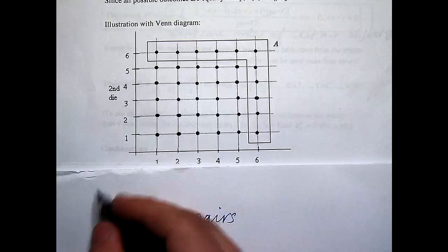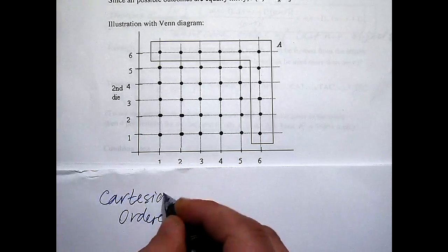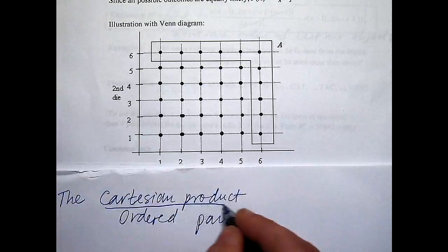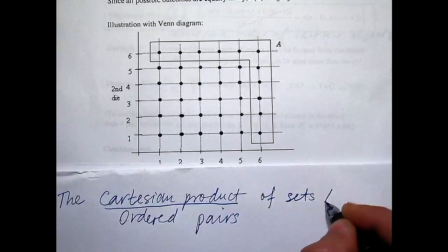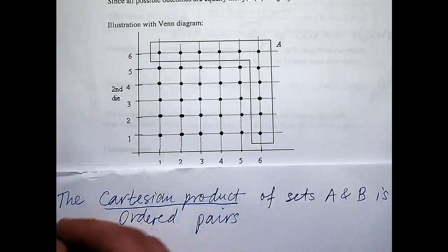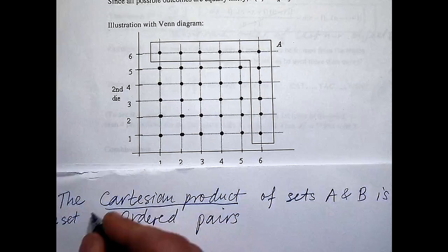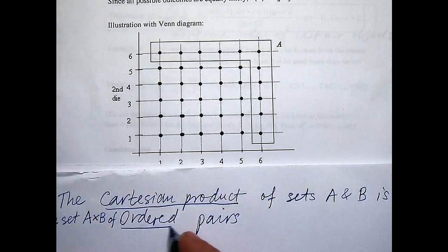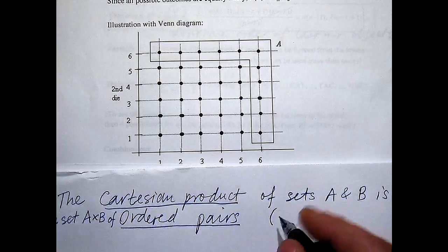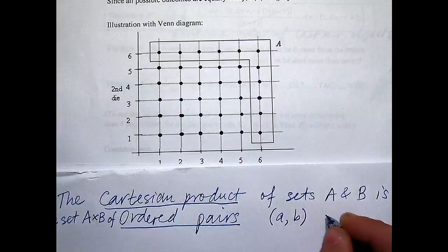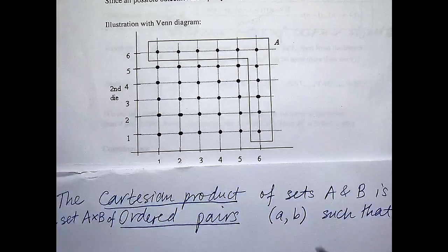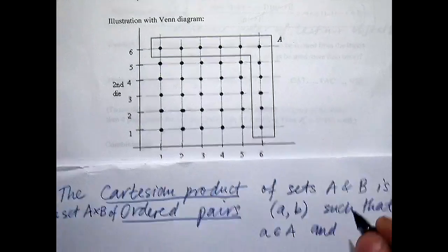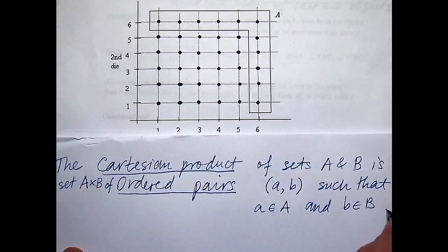By the way, you may or may not know the word Cartesian product, which just refers to the set of ordered pairs. So the Cartesian product of sets A and B, which quite often comes up, we call it A times B, or A cross B. It's the set of ordered pairs, and ordered pairs means it matters which order they're in. It's all pairs (a, b) such that a is in A and b is in B. That's all that an ordered pair means.